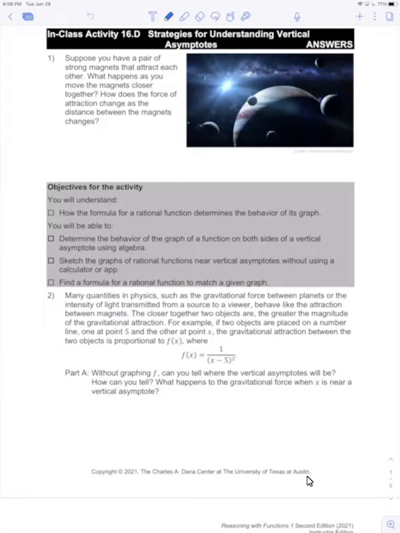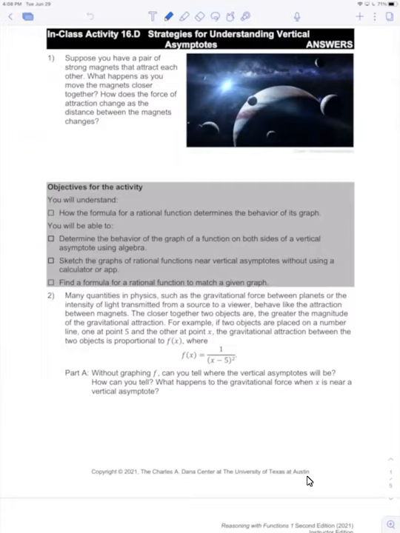Objectives for the activity. You will understand how the formula for a rational function determines the behavior of its graph. You will be able to determine the behavior of the graph of a function on both sides of a vertical asymptote using algebra. Sketch the graphs of rational functions near vertical asymptotes without using a calculator or app. Find a formula for a rational function to match a given graph.